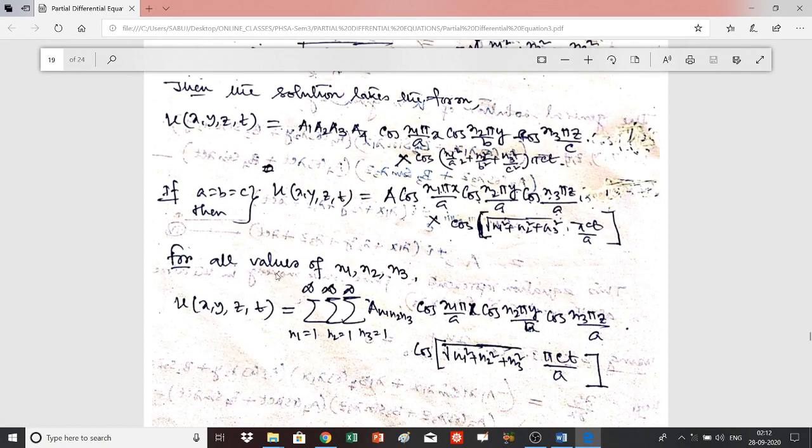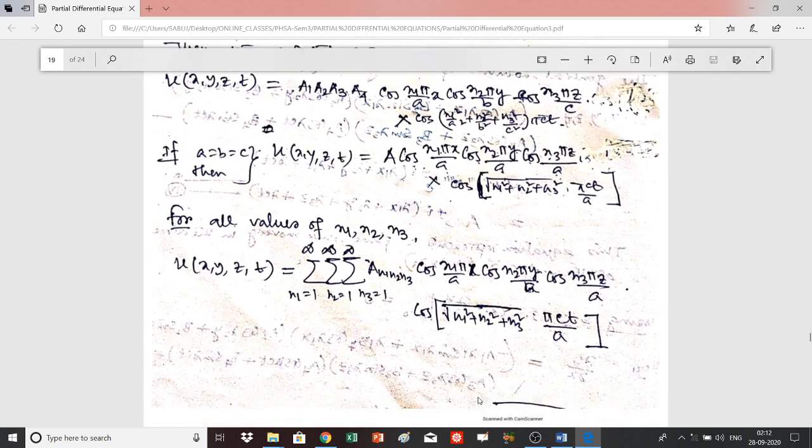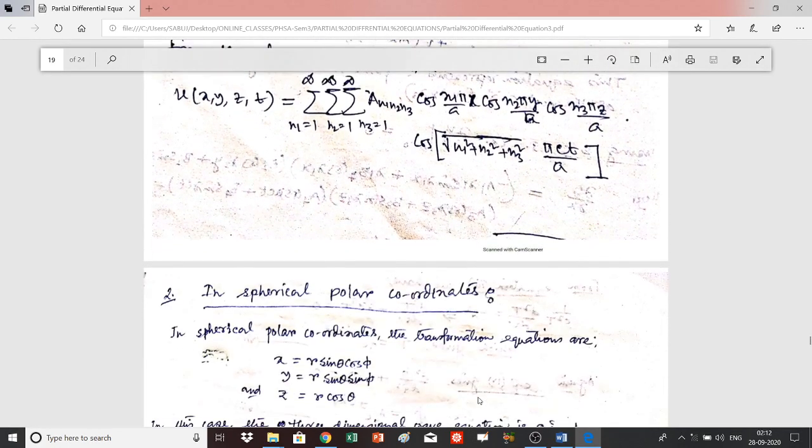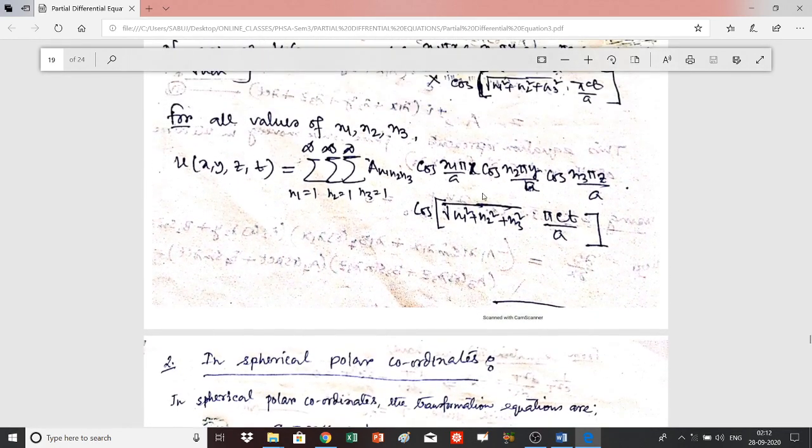And now if you take all the values of n1, n2, n3, then the solution becomes u(x, y, z, t), with n1 from 1 to infinity, n2 from 1 to infinity, n3 from 1 to infinity. Just write A(n1, n2, n3) instead of A, and then all these terms. These are done here. So the complete solution is this in the three-dimensional Cartesian coordinates.